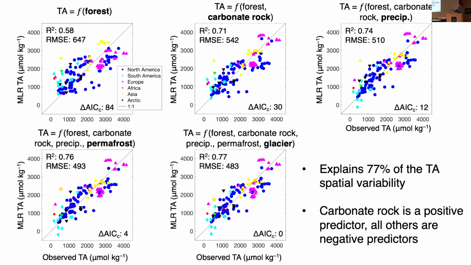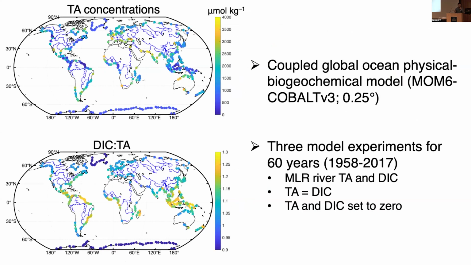So overall, we ended up with this 5-predictor multilinear regression relationship, and it explains over 70% of the alkalinity variability in the rivers. Using these relationships and the coefficients, we calculated river alkalinity concentration for all the major rivers globally, using the coefficients and also the watershed information for each river. We used a similar method to estimate global river DIC and the DIC to alkalinity ratio, but I won't go into too much detail here.